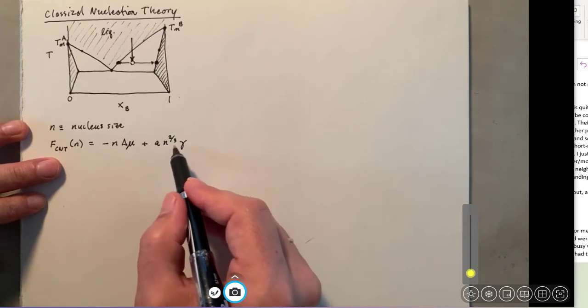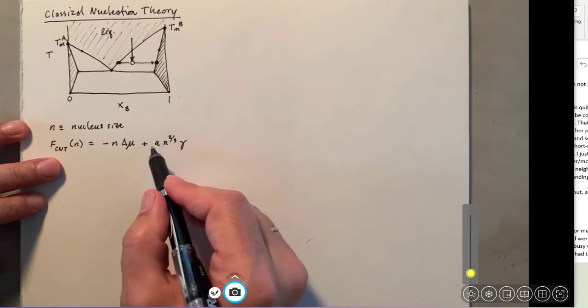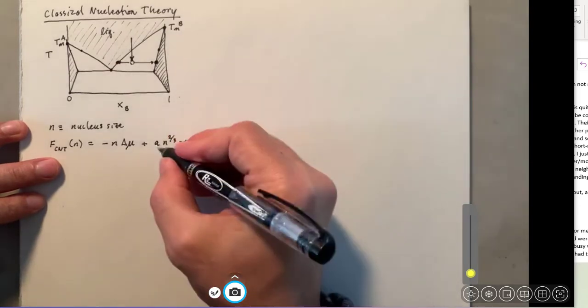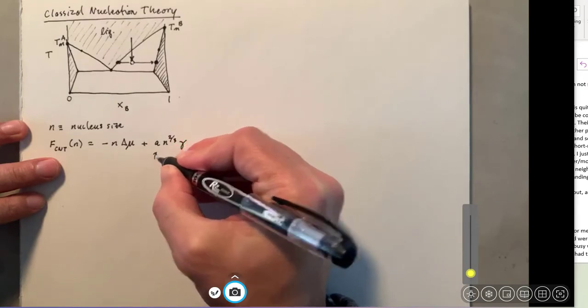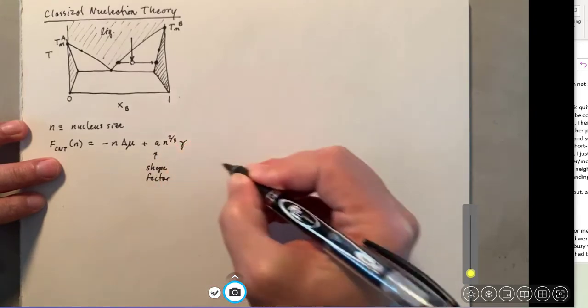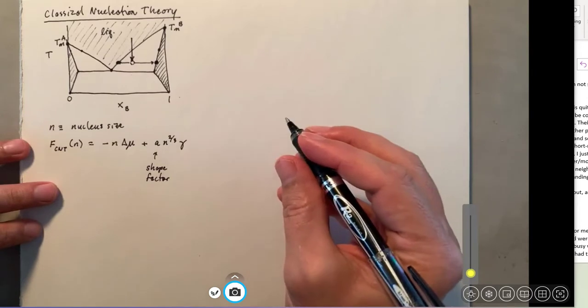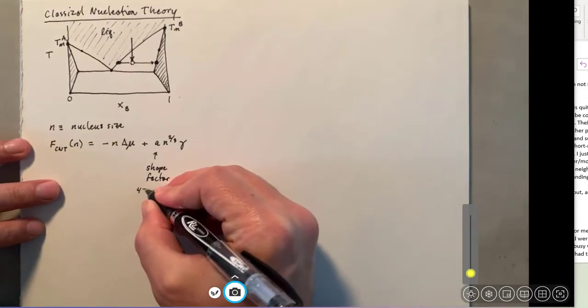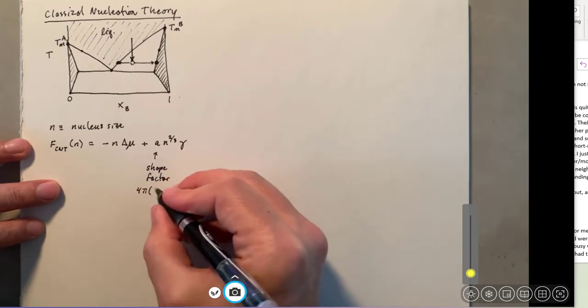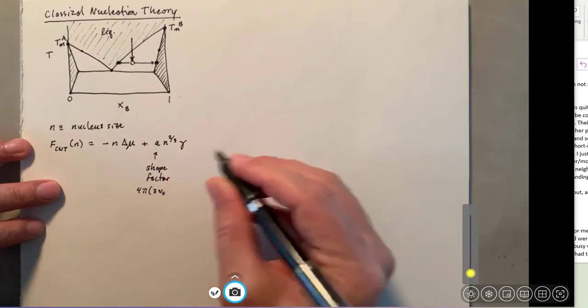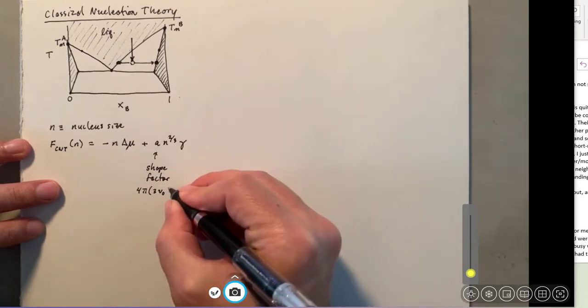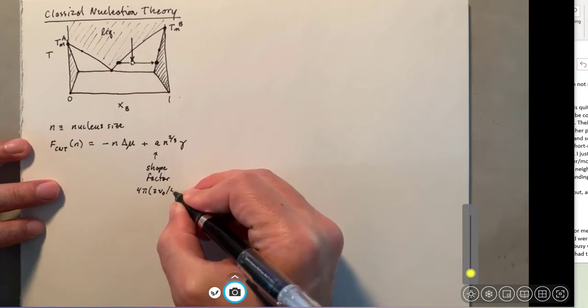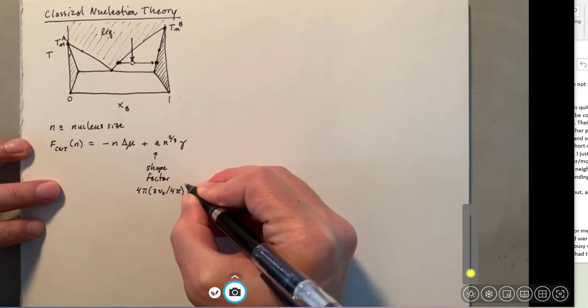This whole thing, A n to the 2/3, is like an area contribution, and so the A is a shape factor, and it depends on the shape of the nucleus. For example, if this is a spherical nucleus, then that shape factor will be 4 pi times 3 times the volume per atom in the nucleus over 4 pi, all to the power 2/3.